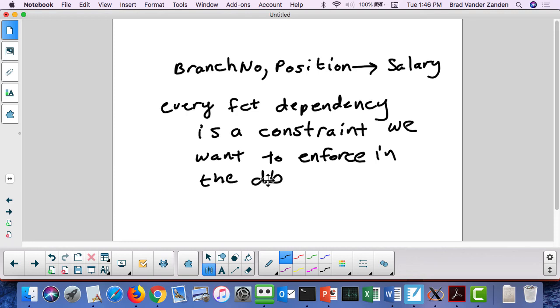We also don't want this to be redundant. We don't want to keep redundant information with functional dependencies. So we would prefer not to have the same branch number and position listed multiple times, because it always is the same for salary. With functional dependencies, we want them listed just once, because if they're listed twice, we have a consistency issue. We have redundant data.